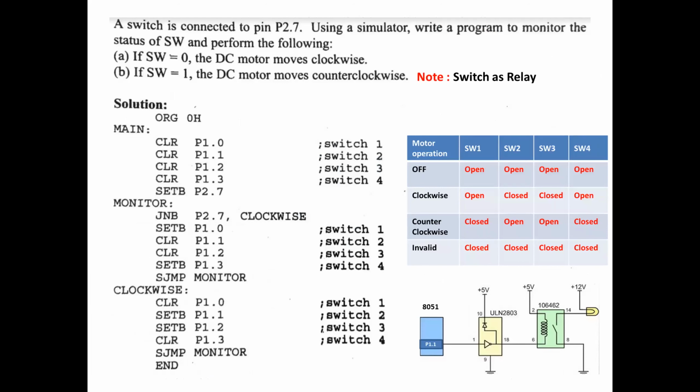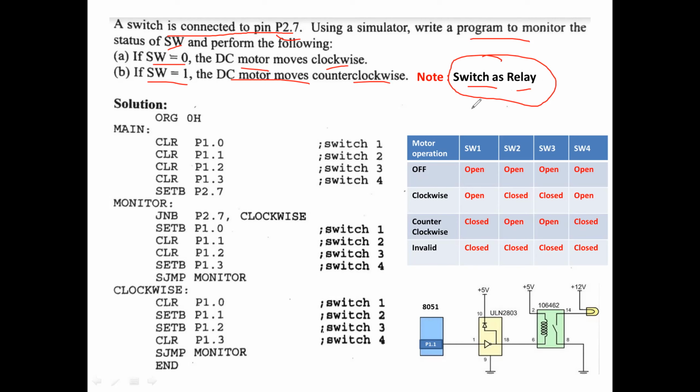Here we will discuss a simple program. We just connect a switch to the particular port pin P2.7. Write a program to monitor the switch. When the switch is 0, rotate the DC motor in clockwise direction. When the switch is 1, rotate the DC motor in counterclockwise direction. Here we are going to consider the switch as a relay. In the previous diagram, we discussed the switch can be a relay.